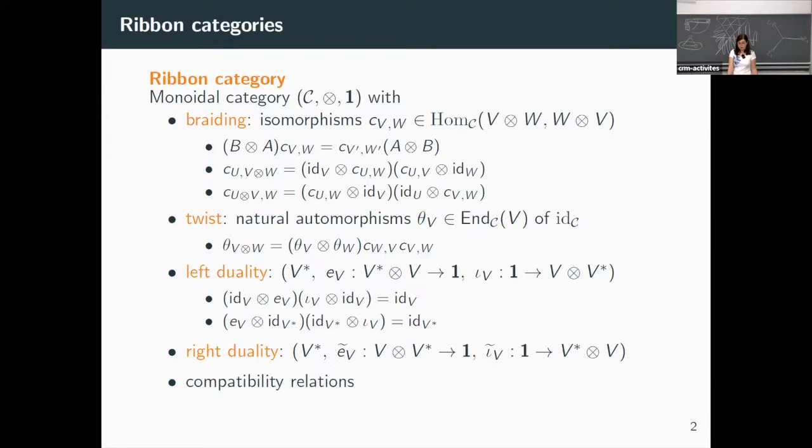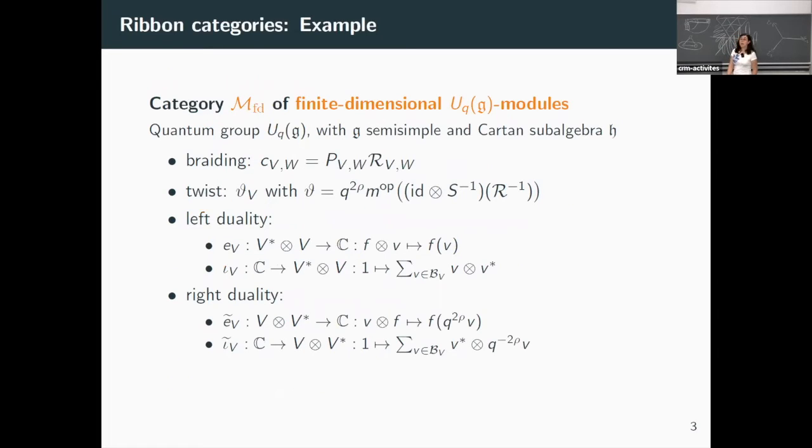Then one can show that if we have the combination of this braiding, this twist, and a left duality, then one also has what we call right dualities. This means that with respect to the same kind of dual objects, we have also evaluation and co-evaluation, but with the orders of the objects and the duals reversed. Let me give you an example of such a ribbon category.